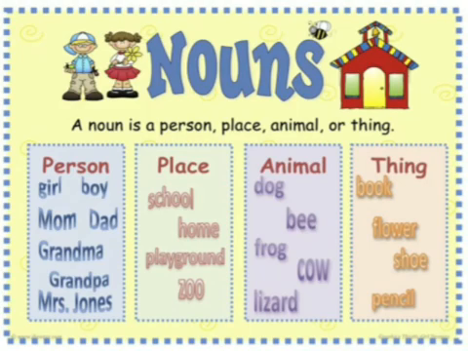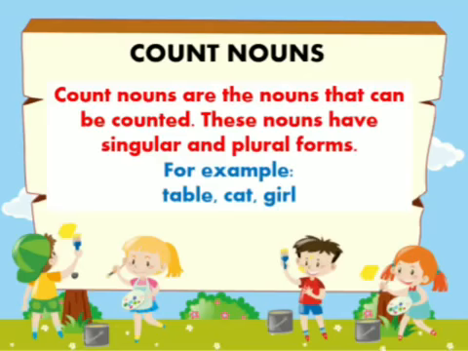Some examples of names of persons are girl, boy, mom, dad, grandma, grandpa, Mrs. Jones. Some examples of places are school, home, playground, zoo. The examples for names of animals: dog, bee, frog, cow, lizard. The examples for things: book, flower, shoe, pencil. So students, now do you recall what nouns are? Nouns are the names given to people, places, animals or things.